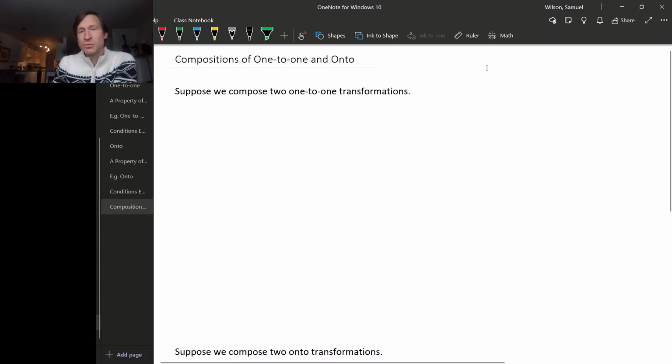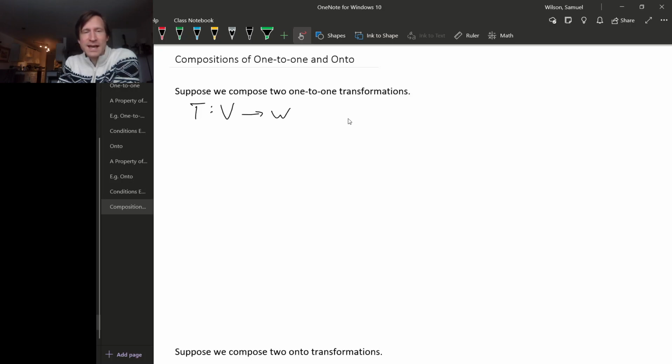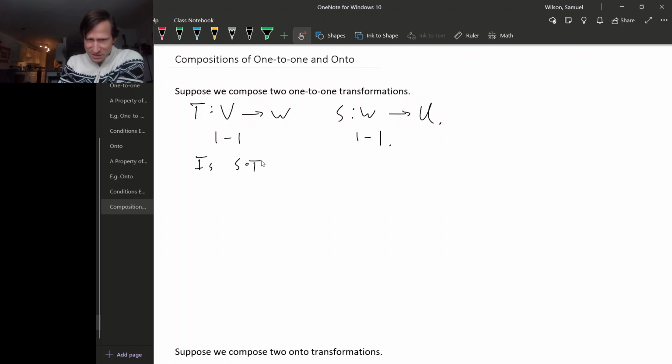These properties of being one-to-one and onto actually behave pretty nicely when it comes to compositions of linear transformations. So suppose we have two one-to-one transformations. Suppose T from, say, a subspace V to a subspace W, and maybe S from a subspace W to a subspace, say, U. And suppose they're both one-to-one. It seems like a sensible guess that maybe the composition is one-to-one. So let's figure out, is S composed with T one-to-one?